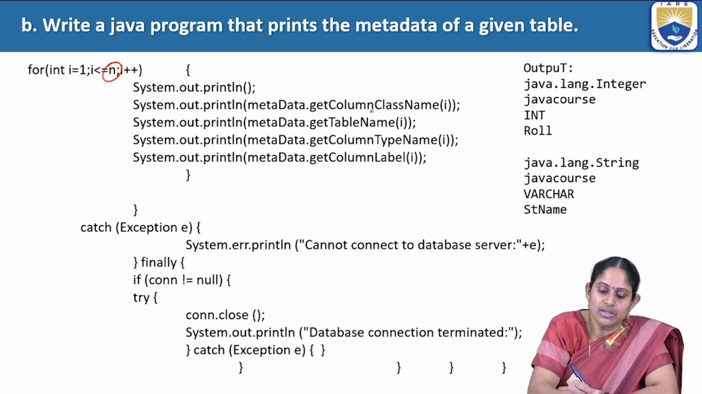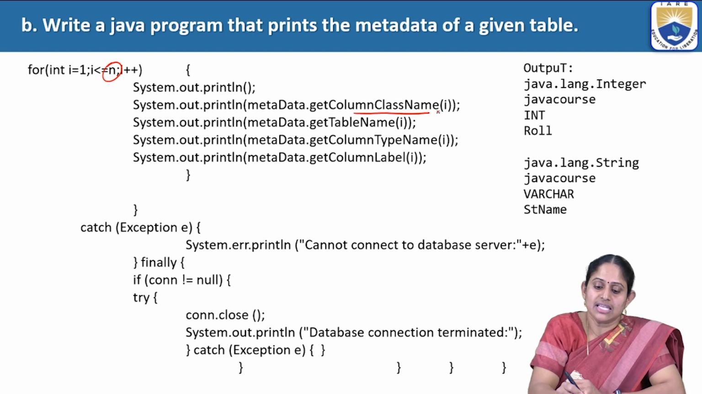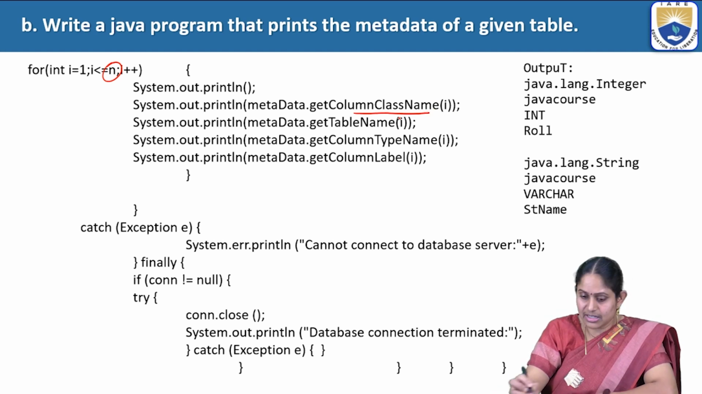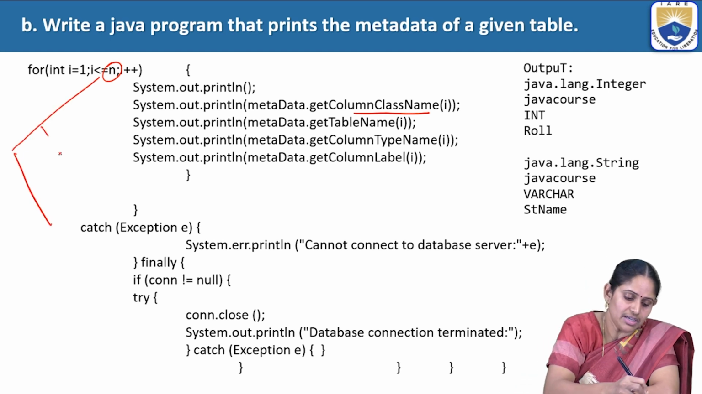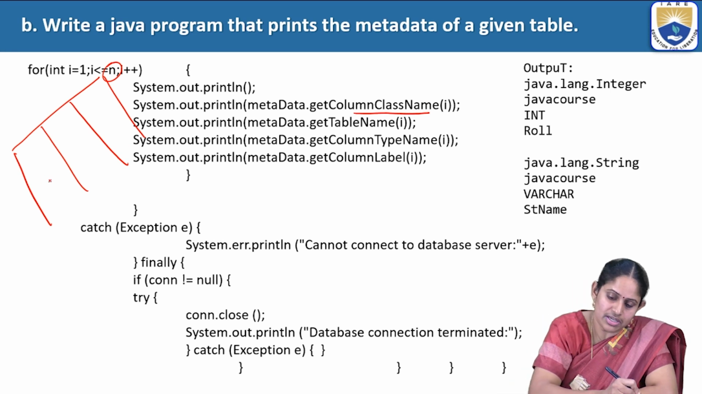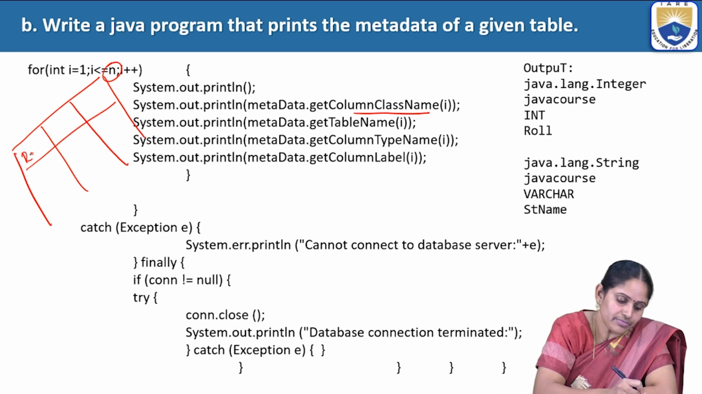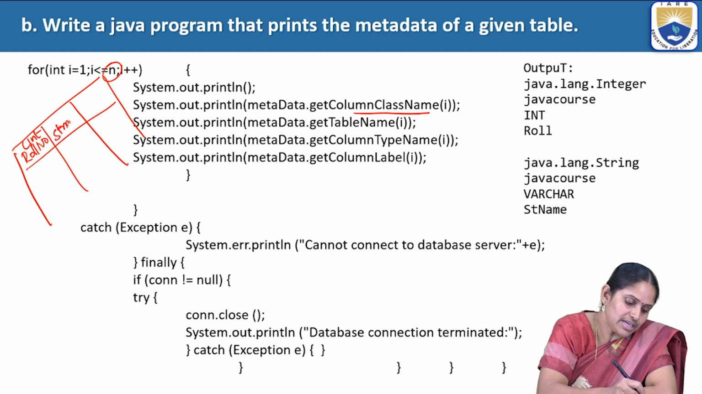To retrieve the column class name, let's say my Java course table contained 4 columns, I suppose. One is for roll number, which is storing integers. Then the second one is student name, which is a string, which is varchar.